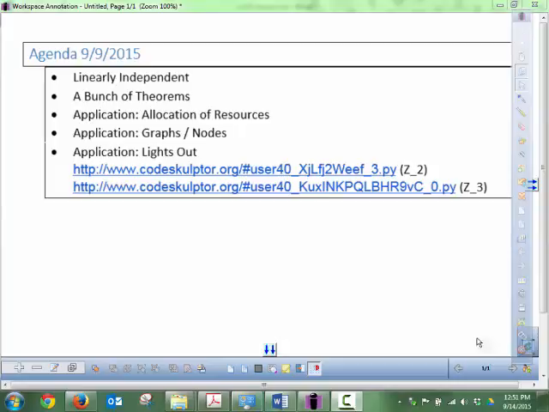So Lights Out is a game where you turn lights on and off. Anyways, we'll play a little bit.